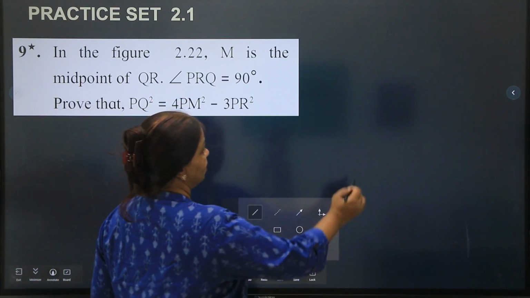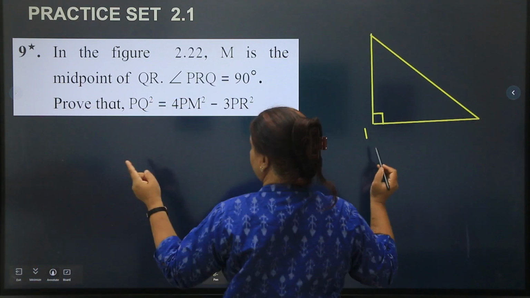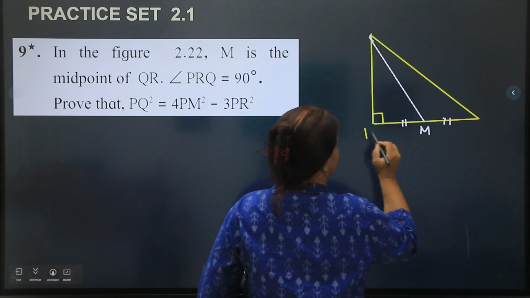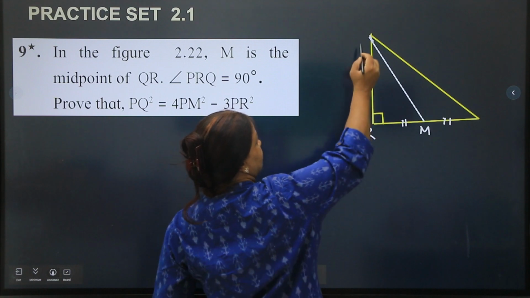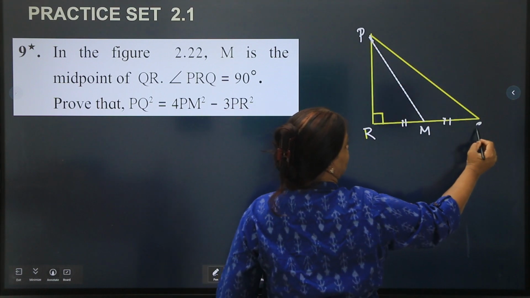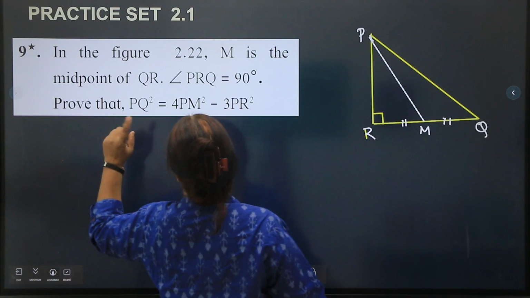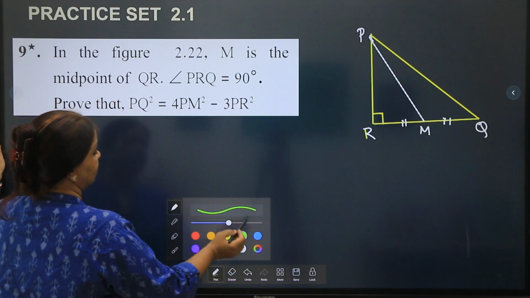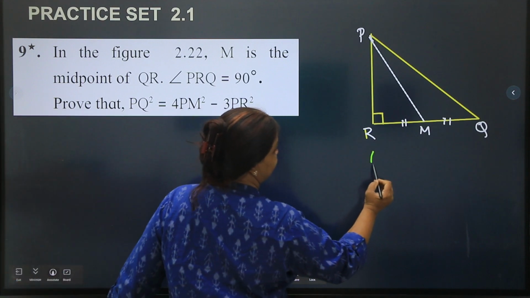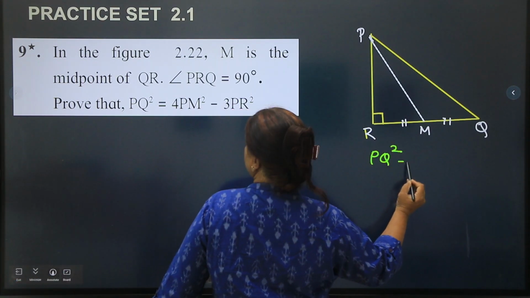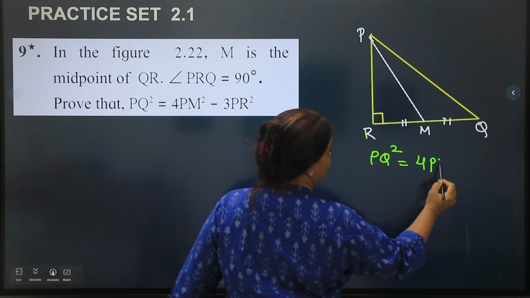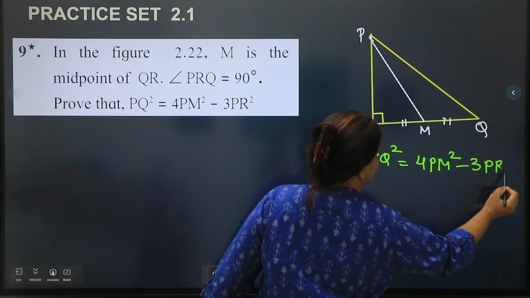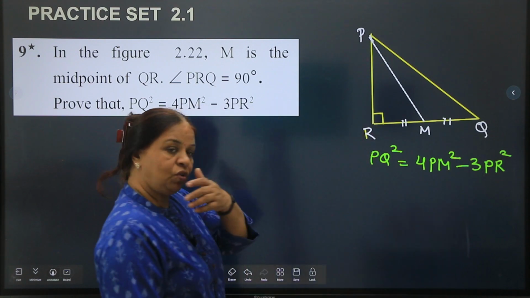There is a triangle. M is the midpoint. This is R. This is P. This is Q. And we need to prove that PQ square is equal to 4 times PM square minus 3 times PR square. We will see the question and we will do the sums, children.